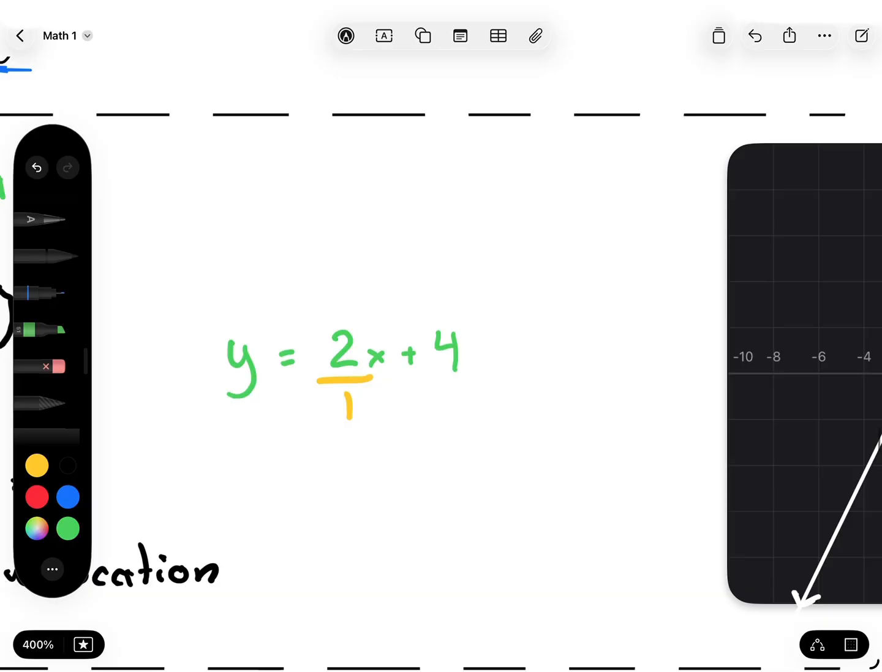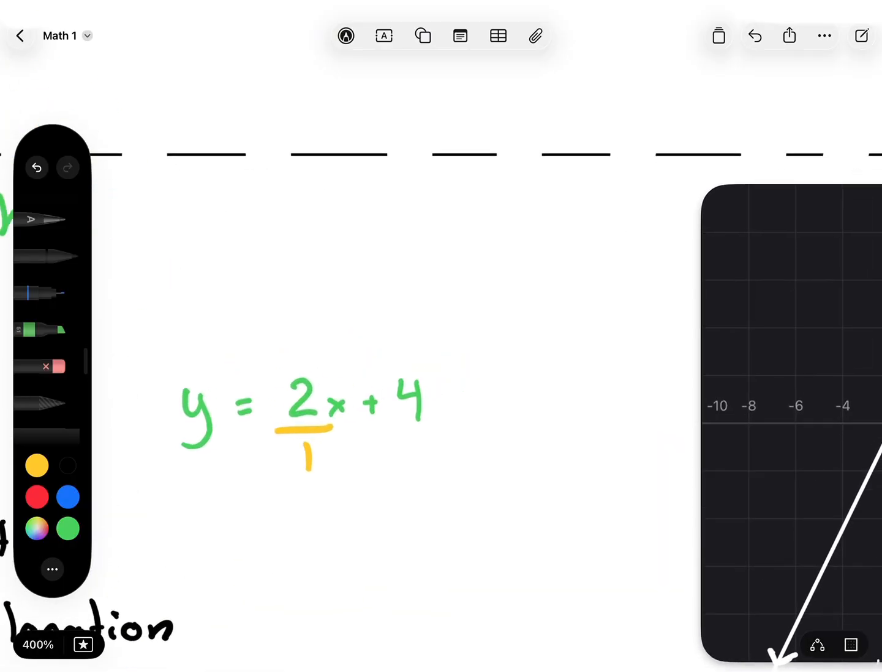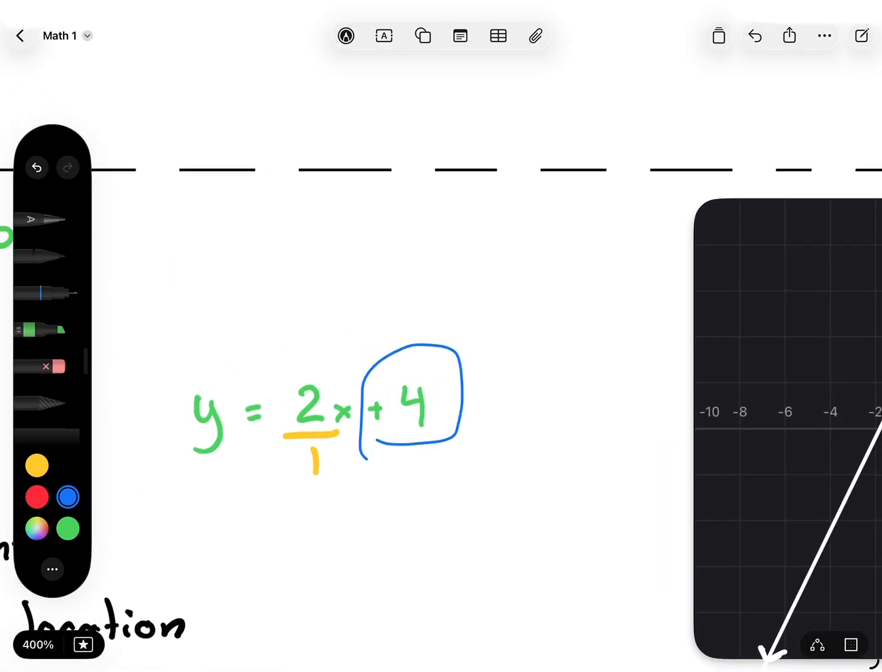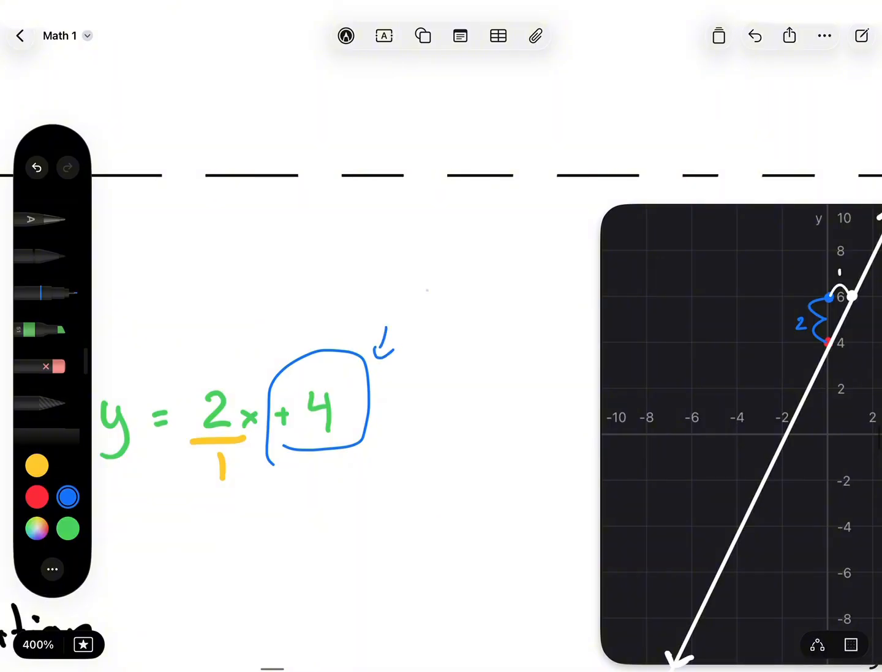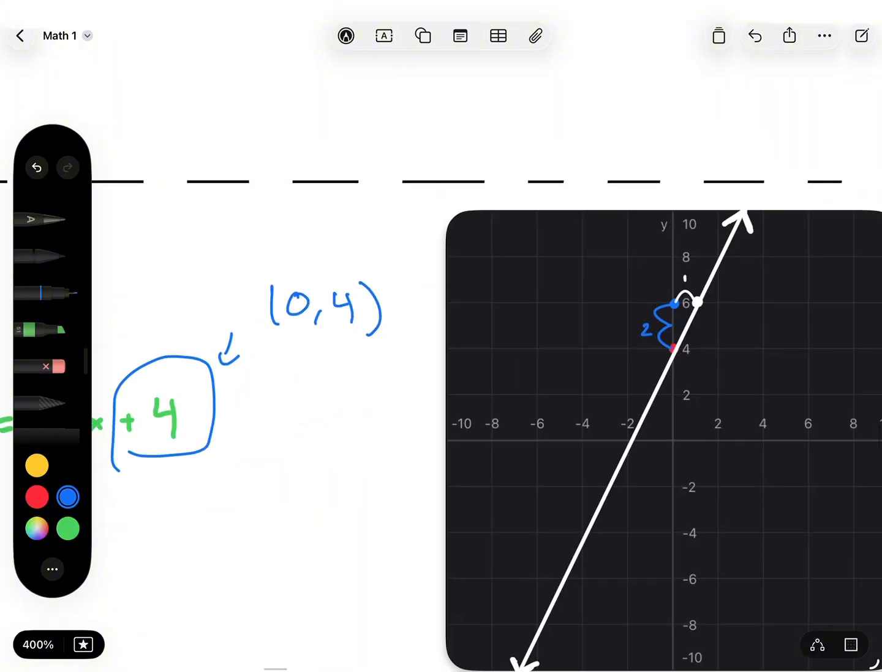So I have the example y equals 2x plus 4 that we used earlier. The first step would be to graph our y-intercept. It is 4, so our y is 4, and remember y-intercept occurs when x equals 0, so we have 0, 4, which is right here.